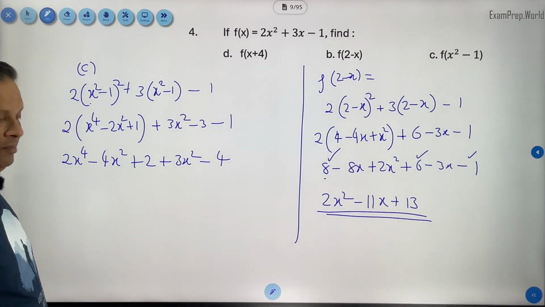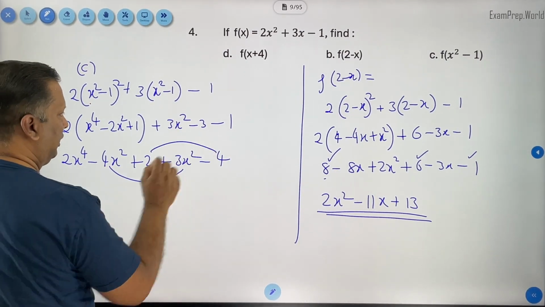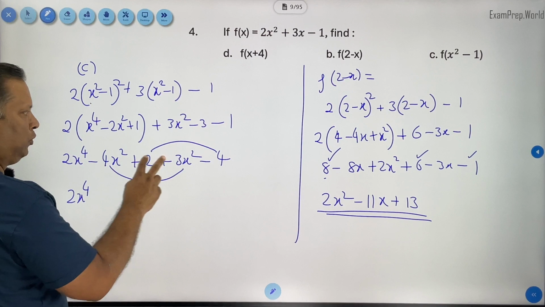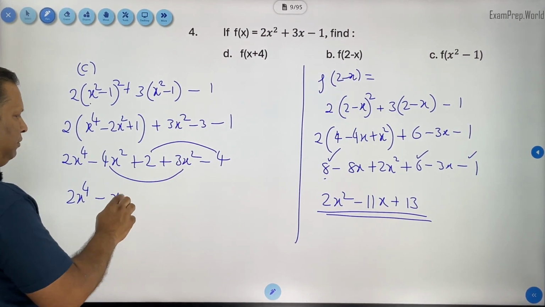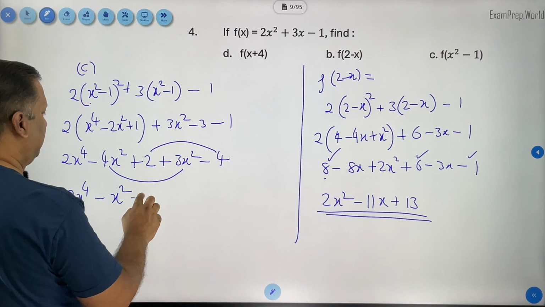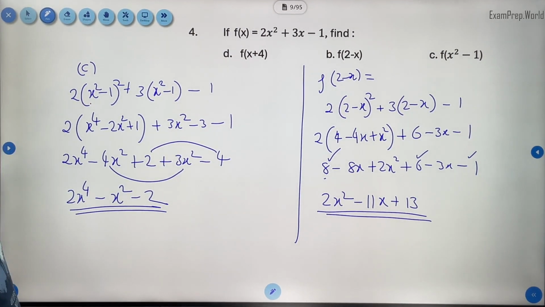Okay. Now like terms, I have 2 like terms here, 2 like terms here. So 2x to power 4, negative 4x square plus 3x square is just negative x square. Okay. And what about 2 and minus 4? It is minus 2. Done? So we have simplified all 3 given expressions. Okay.